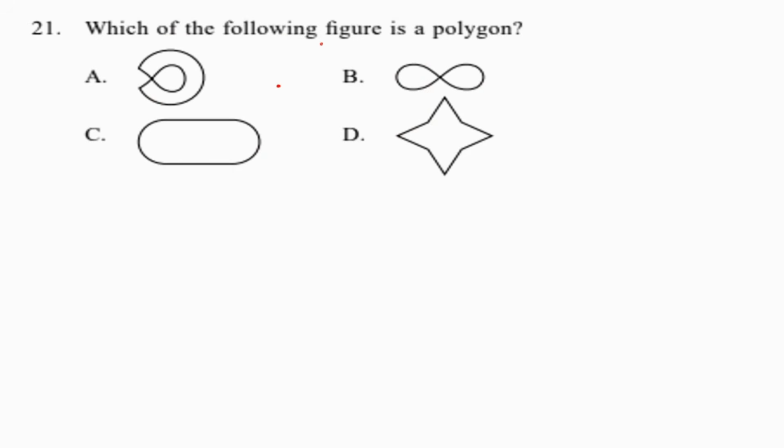Which of the following figures is a polygon? What is a polygon? A polygon is a figure which is made up of straight lines and is closed. This is a curve. This is a curve. This is also a curve. Option D is the only one made up of straight lines and is a closed figure. So that's the answer.